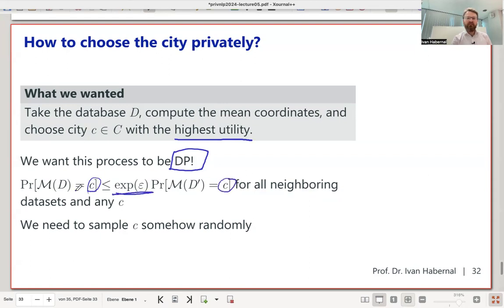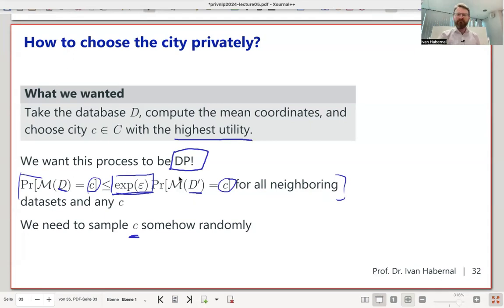the difference for these two databases, either one with and one without one person, will be bounded again by the privacy budget. So this is the definition of differential privacy again, and we want to make it work for our case of outputting a discrete value. So we need to sample a city somehow randomly. What could be the simplest way of protecting the privacy of everybody? How would you pick a city?